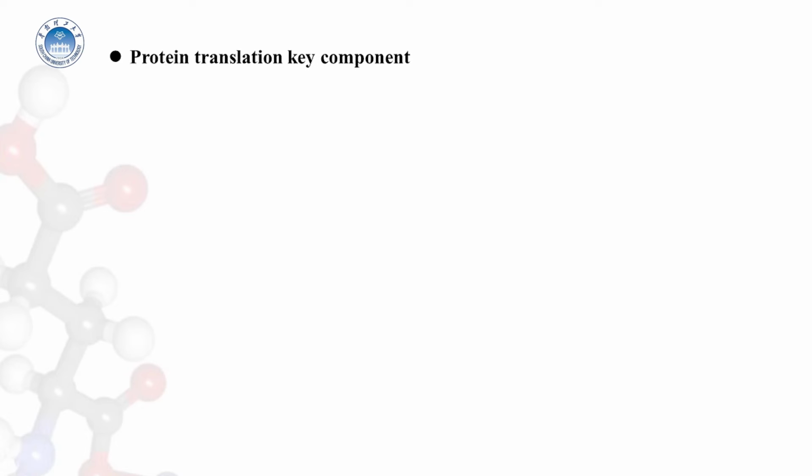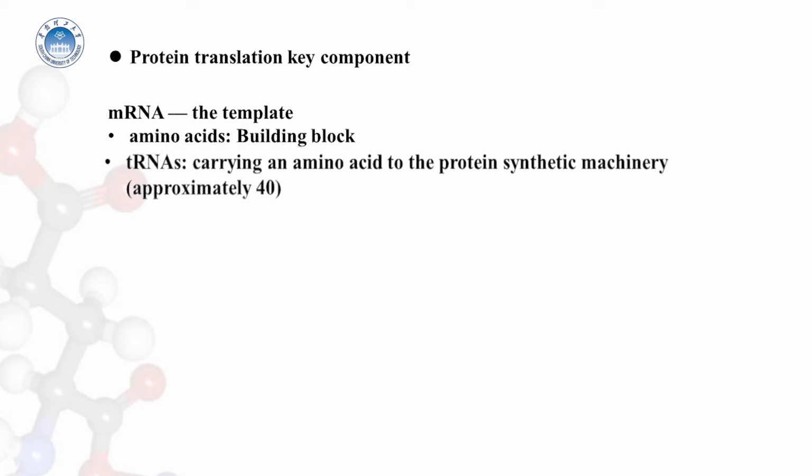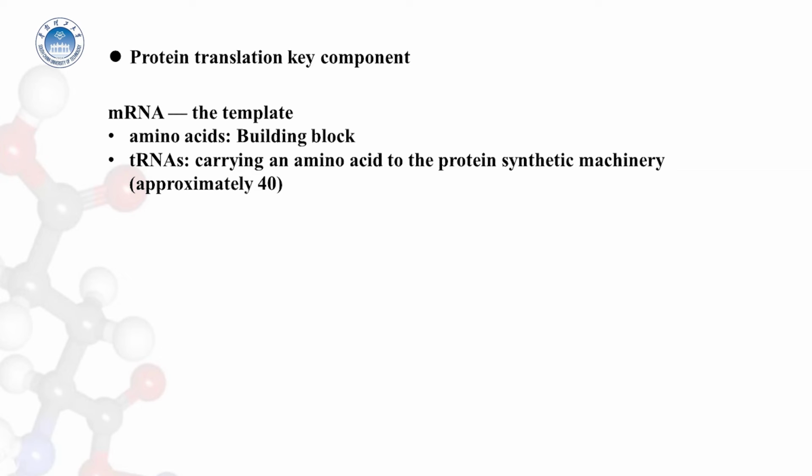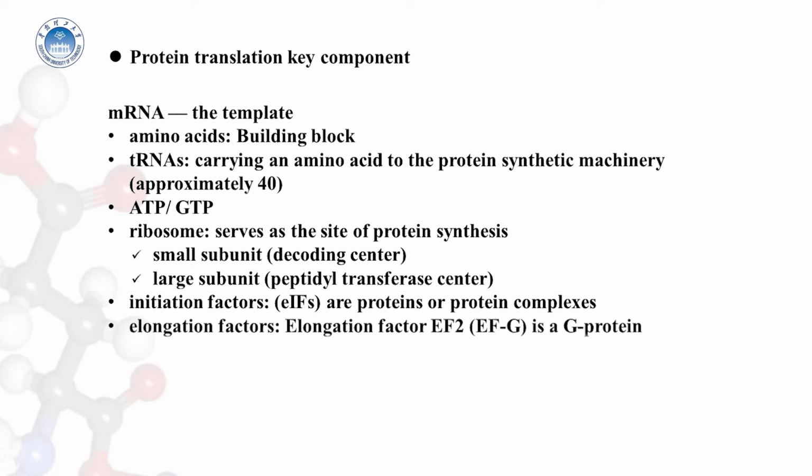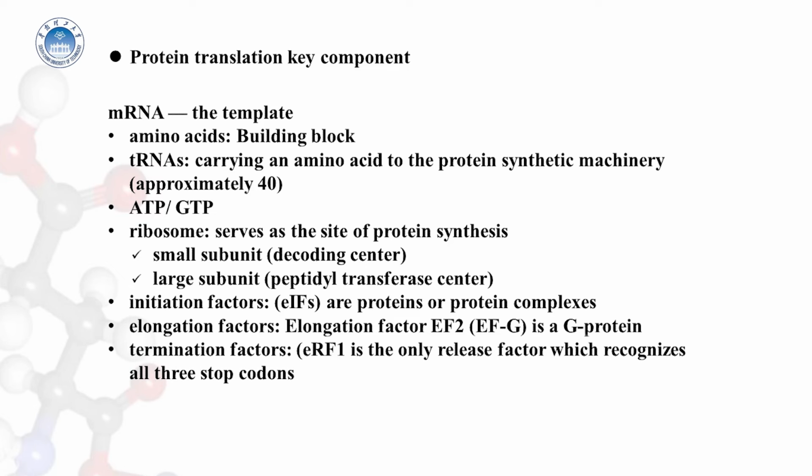There are several key components for protein translation. The mRNA is the template and information carrier for protein translation. Amino acids are the building blocks, carried to the protein synthetic machinery. ATP and GTP supply energy. The ribosome serves as the site of protein synthesis. Protein complexes play roles as initiation factors, elongation factors, and termination factors.